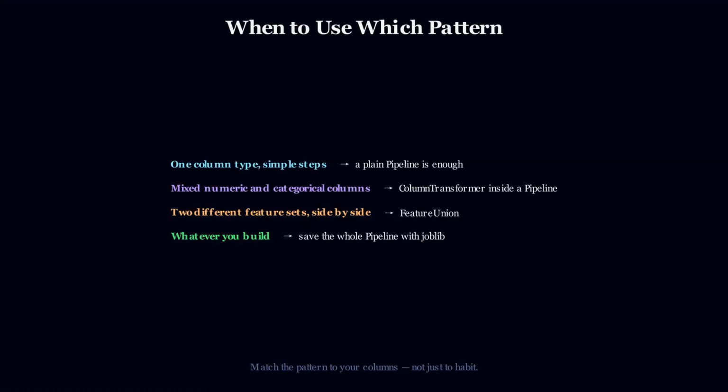So which pattern, when? One column type, simple steps, a plain pipeline is enough. Mixed numeric and categorical columns, ColumnTransformer inside a pipeline. Need 2 different feature sets combined side by side, feature union. Whatever you build, save the whole pipeline with joblib, not just the model.